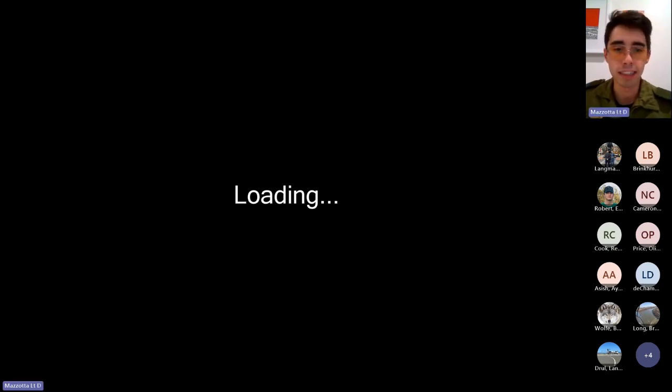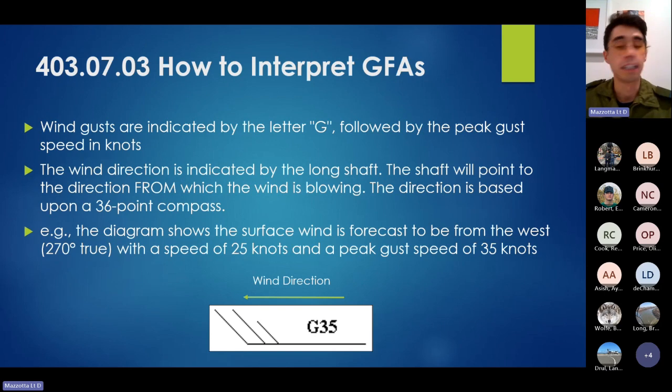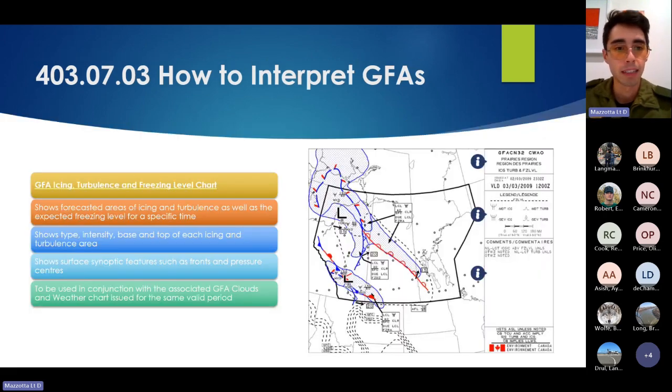Yeah, so somewhat makes sense. Again, if this is new to you, it's not going to make any sense. These take a lot of time and a lot of practice to really not only just read what it's saying, but interpret what's next. Okay, so now continuing on with interpreting GFAs, now we're going to talk about the icing and turbulence and freezing level charts on a GFA.